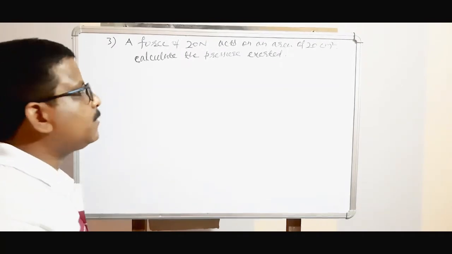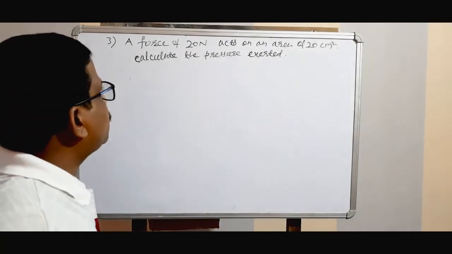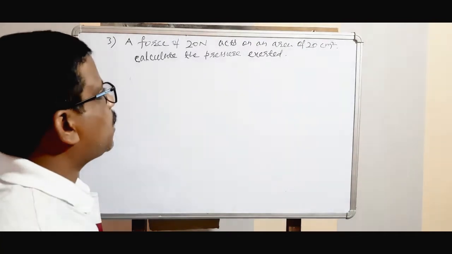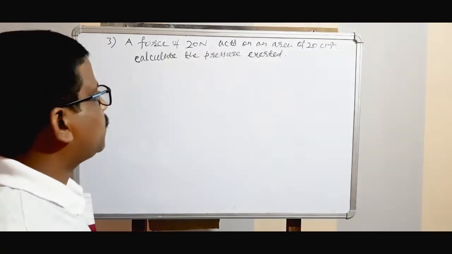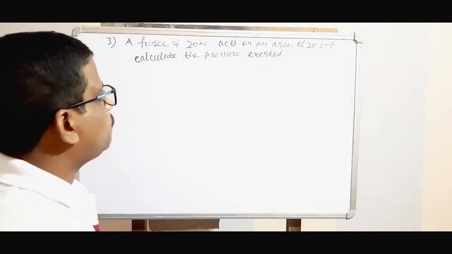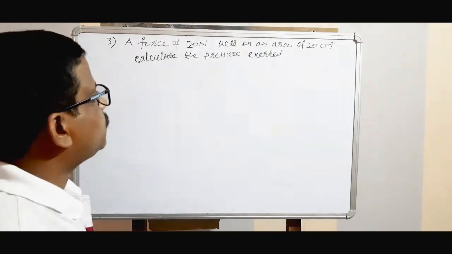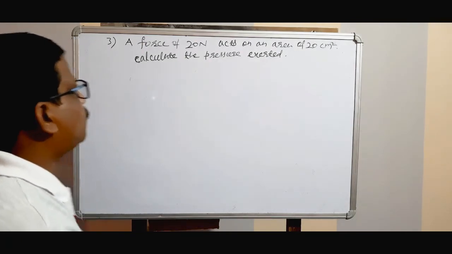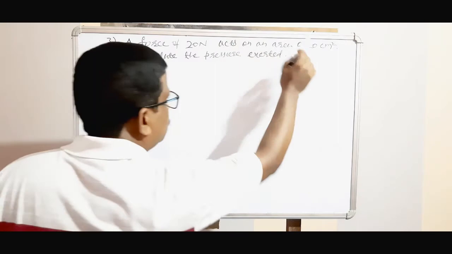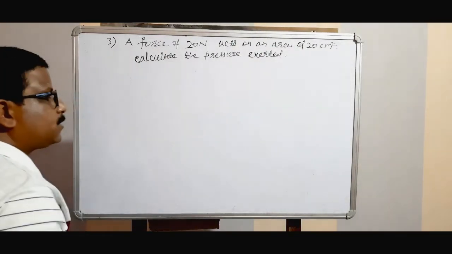So next question, question number 3. A force of 20 Newton acts on an area of 20 centimeter square. Calculate the pressure exerted. Very easy question. To find pressure, two things are required. One is force, another is area. Force is given and area is also given. But I have given this question.